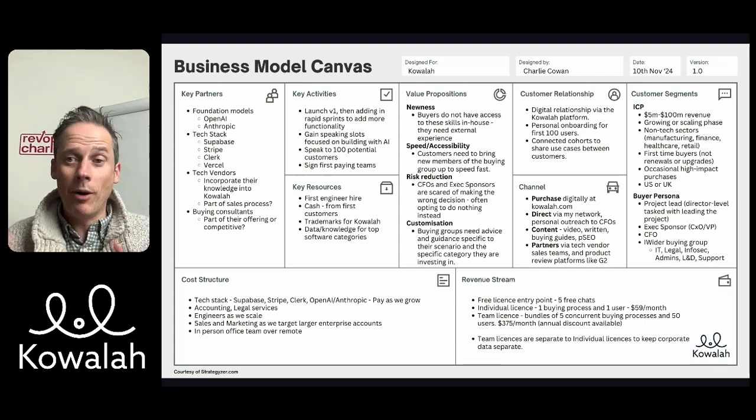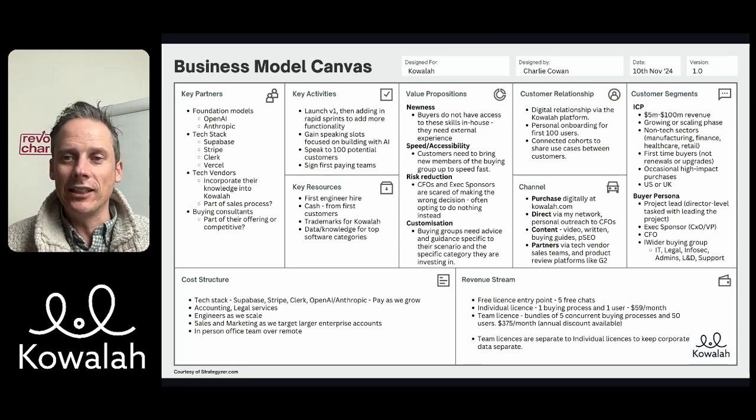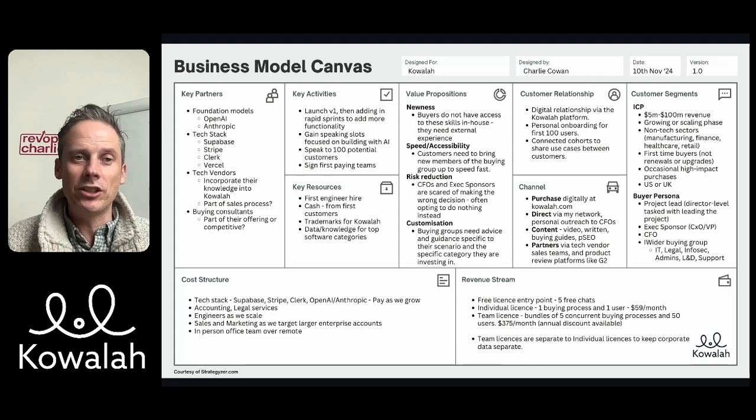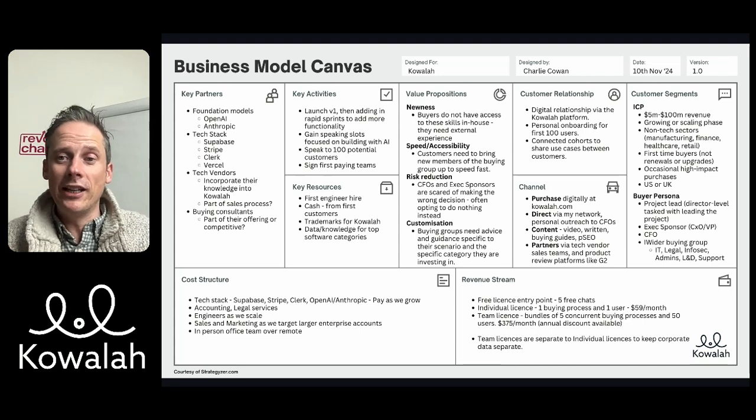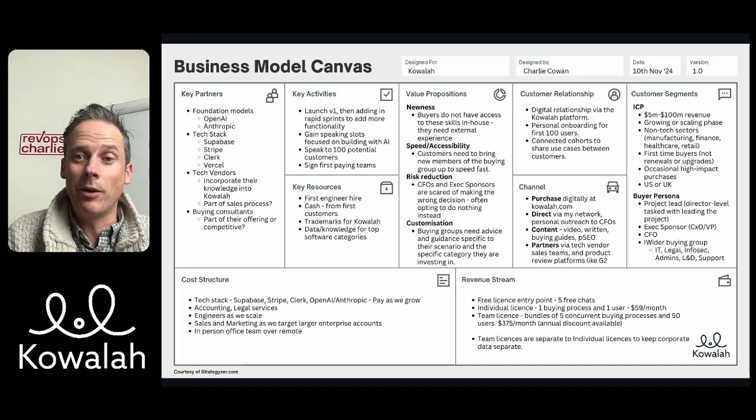They're growing, they're buying new things, and they're mainly in the non-tech sectors. So they're not so familiar with some of the terminology and the categories that they might be buying. So that might be companies in manufacturing, finance, healthcare, and so on. They're probably first-time buyers of this type of category. So they're not looking at a renewal or an upgrade. They haven't got a lot of experience in buying this particular category of software.